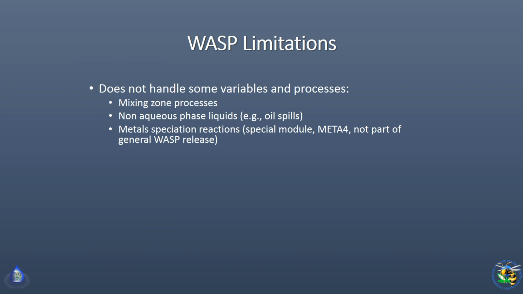Some limitations, which are kind of critical. One of the things is WASP does not do mixing zones. It assumes once something comes into one of the boxes or the segments, it's completely mixed. So it's not going to be able to do things like CORMIX. It cannot handle non-aqueous phase liquids like oils because they could be either on the bottom or the top of the water column. The model would assume that they're completely mixed. And we talked about the metal speciation, which is not available yet.